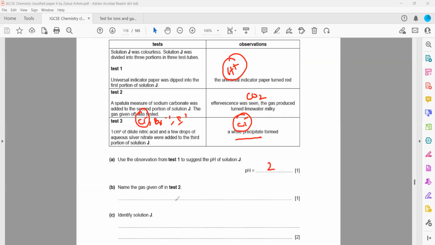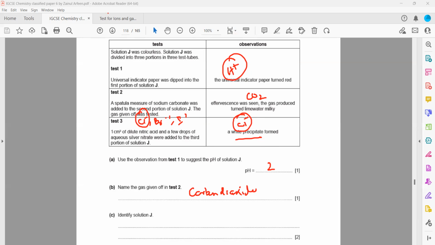So for pH we write 1 and 2. Name a gas given off: that is carbon dioxide. Don't write the formula. When they ask for the name, you should write the name. If they ask you to write a formula, then write the formula. Then identify solution J. Solution J is a strong acid, hydrochloric acid.